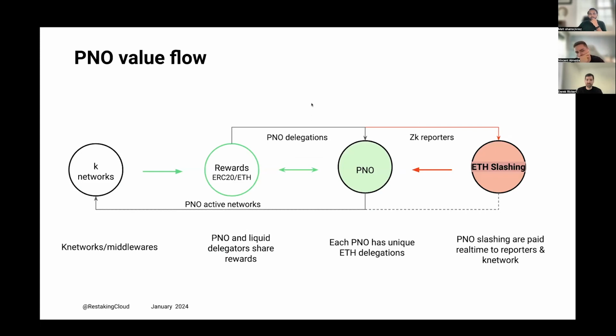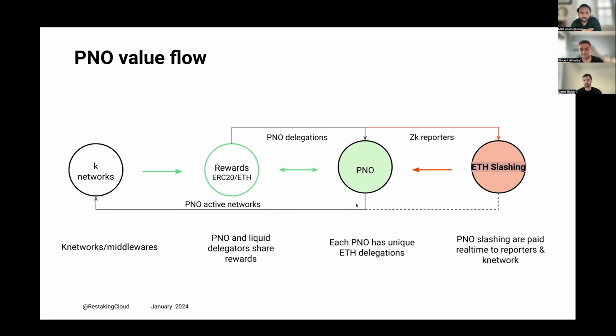So shall we talk about value flow here then? What is the overall value flow? We've mentioned the P&Os, we've briefly touched upon the reporters, and then we have the K networks, and everybody's responsibilities here. K networks are going to be paying rewards for P&O services. Liquid delegators are getting a cut here. Anything that deviates from expected behavior from the P&O will result in ETH slashing that gets paid.